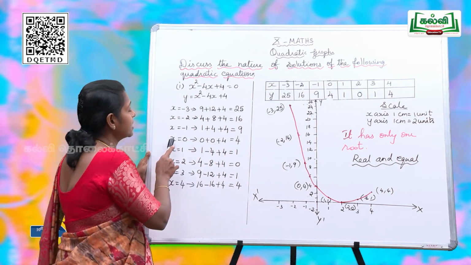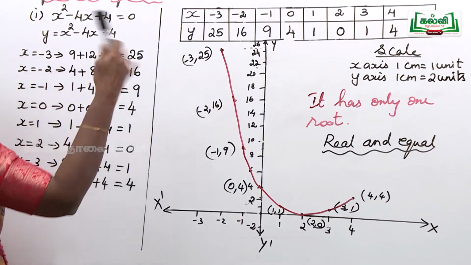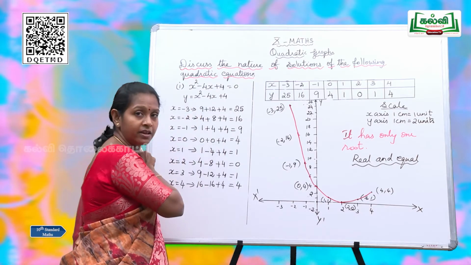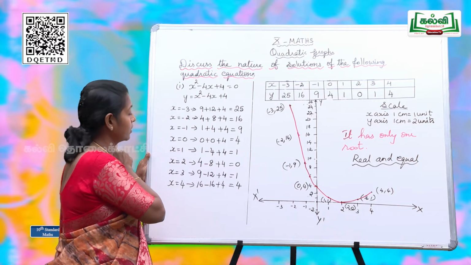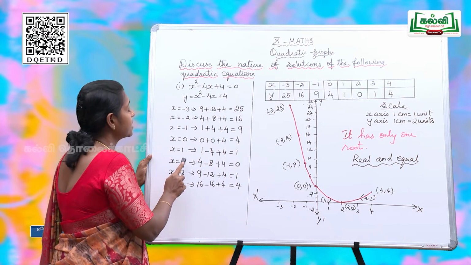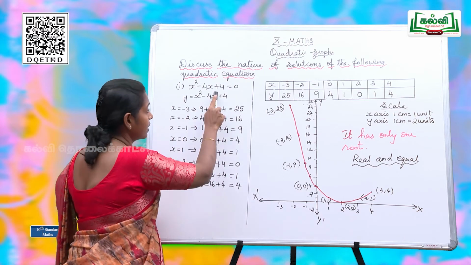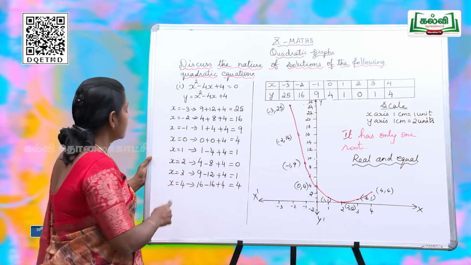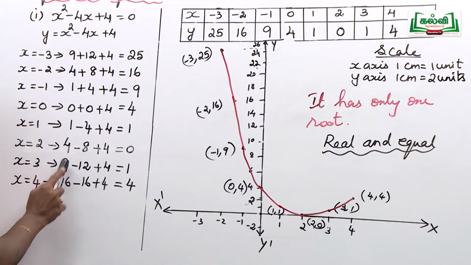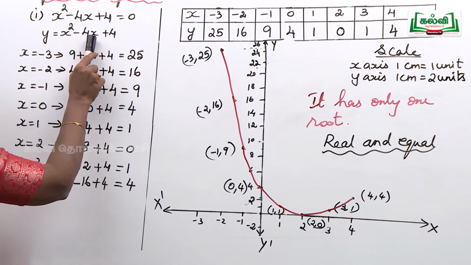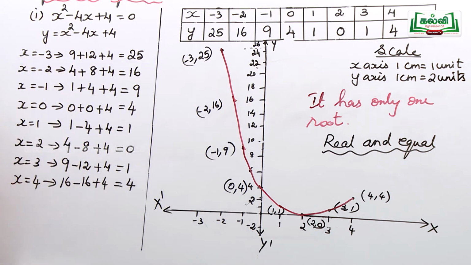Now listen, when x equal to 0, these two terms will become 0. So y equals 4. When x equal to 1, are you applying it? Can you tell me the answer? Good. 1 minus 4 plus 4 is equal to 1, naturally. X equal to 2, 4 minus 8 plus 4, which is equal to 0. I think you all are writing it. X equal to 3, 9 minus 12 plus 4, which is equal to 1. Good. X equal to 4, 16 minus 16 plus 4, which is equal to 4.